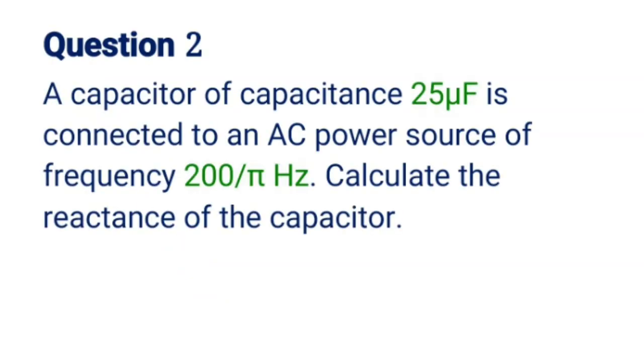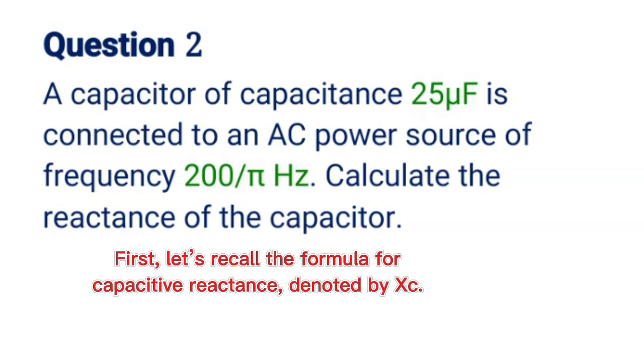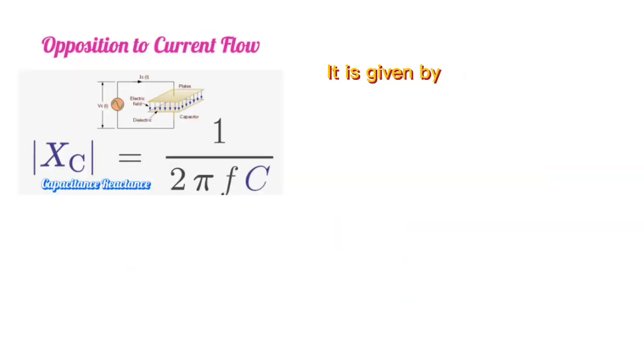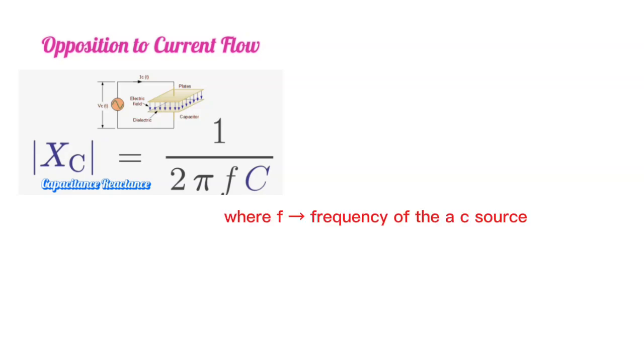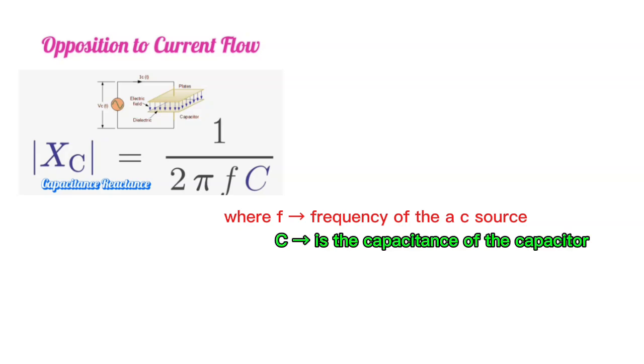Question 2. A capacitor of capacitance 25 microfarad is connected to an AC power source of frequency 200 divided by pi Hz. Calculate the reactance of the capacitor. First, let's recall the formula for capacitive reactance, denoted by Xc. It is given by Xc is equal to 1 over 2 pi F C, where F is the frequency of the AC source and C is the capacitance of the capacitor.